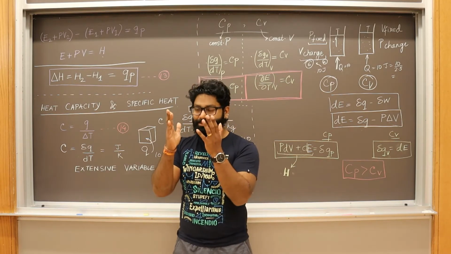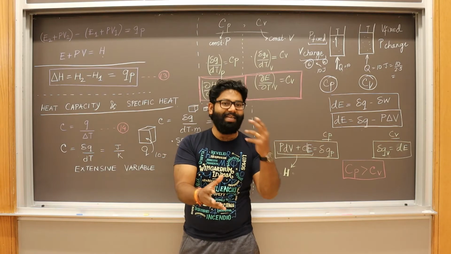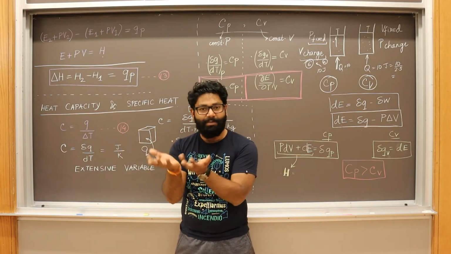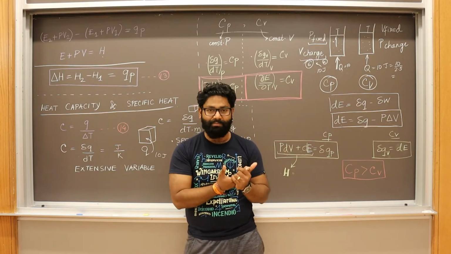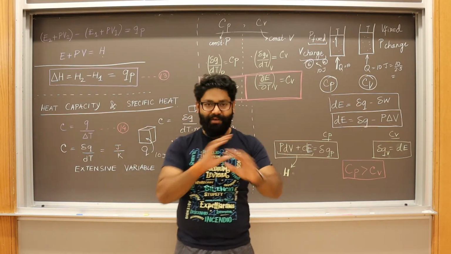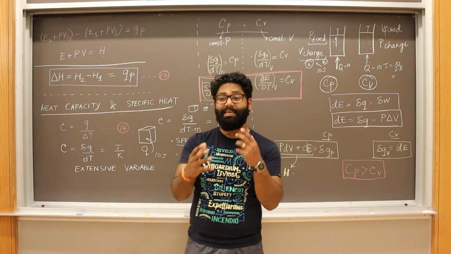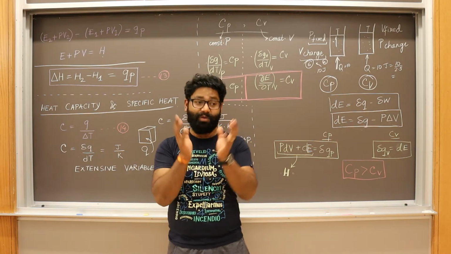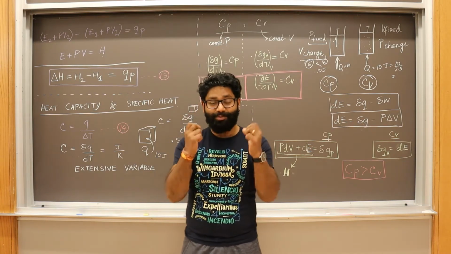So the specific heat capacity of a solid or a liquid is more or less the same, whether it is a constant pressure system or a constant volume system. But the story of gases is entirely different. It becomes very interesting when you see what happens to the heat capacity when you take constant pressure systems versus constant volume systems. I'm so excited.